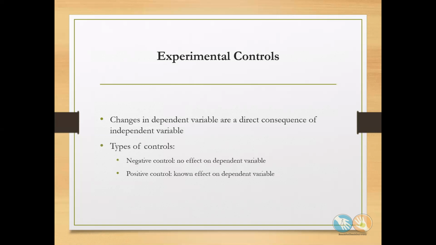There are two general types of controls, the positive control and the negative control. We will go into a lot of detail on these, but generally, the negative control is the control that has no effect on the dependent variable, whereas the positive control has a known effect. In the next few slides, we'll go into more specifics about these two.